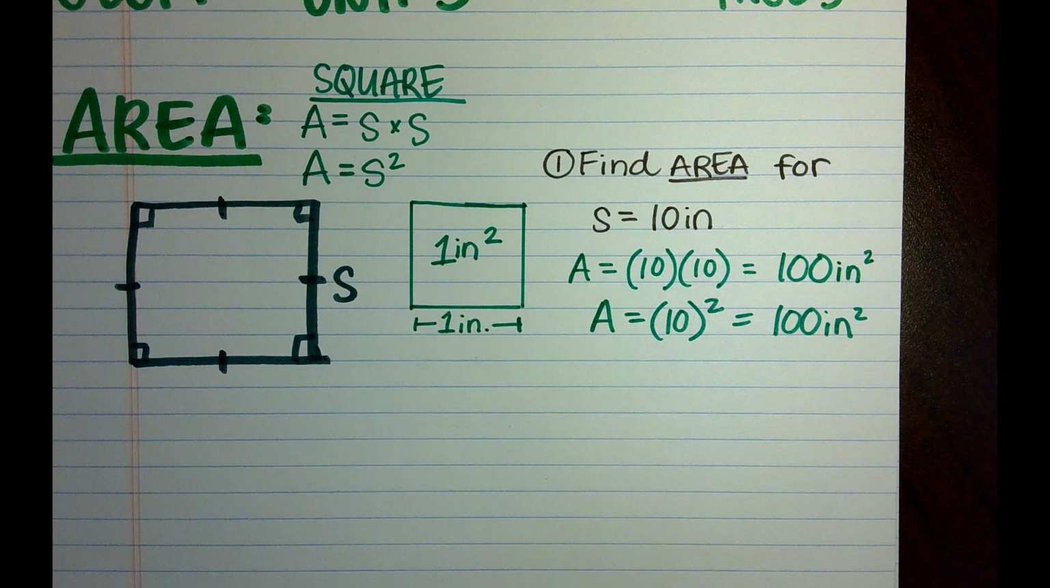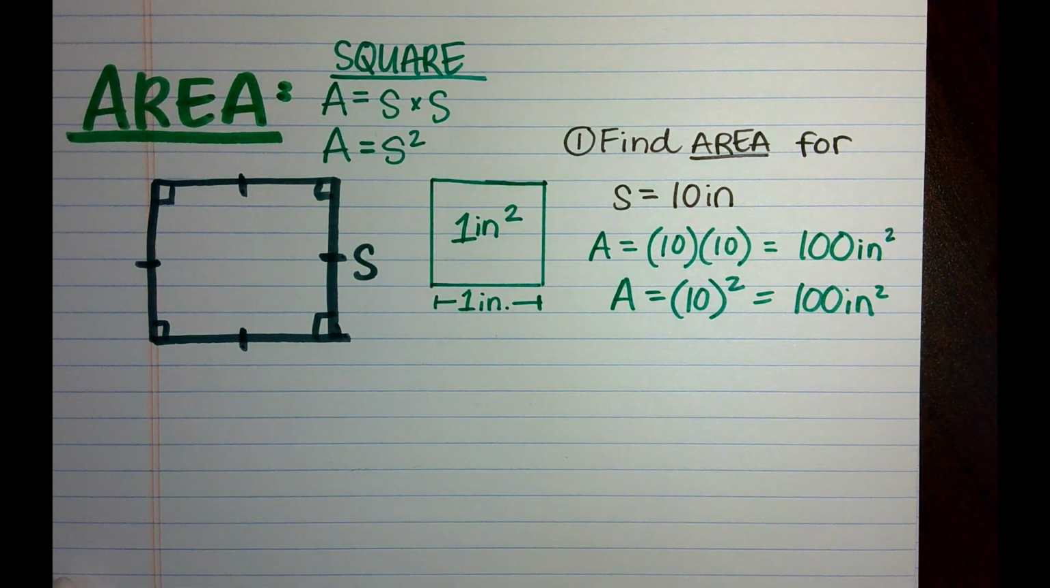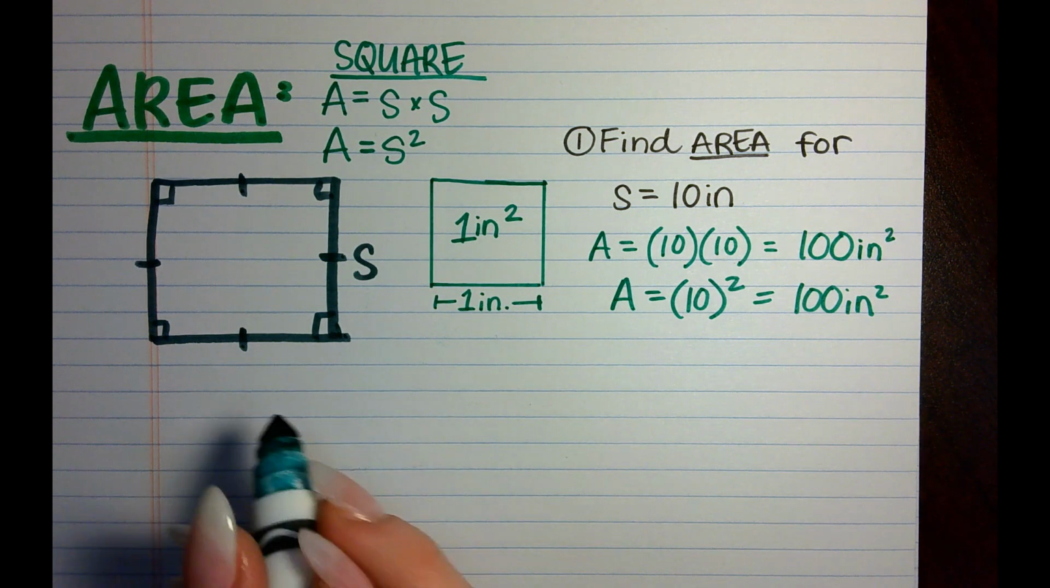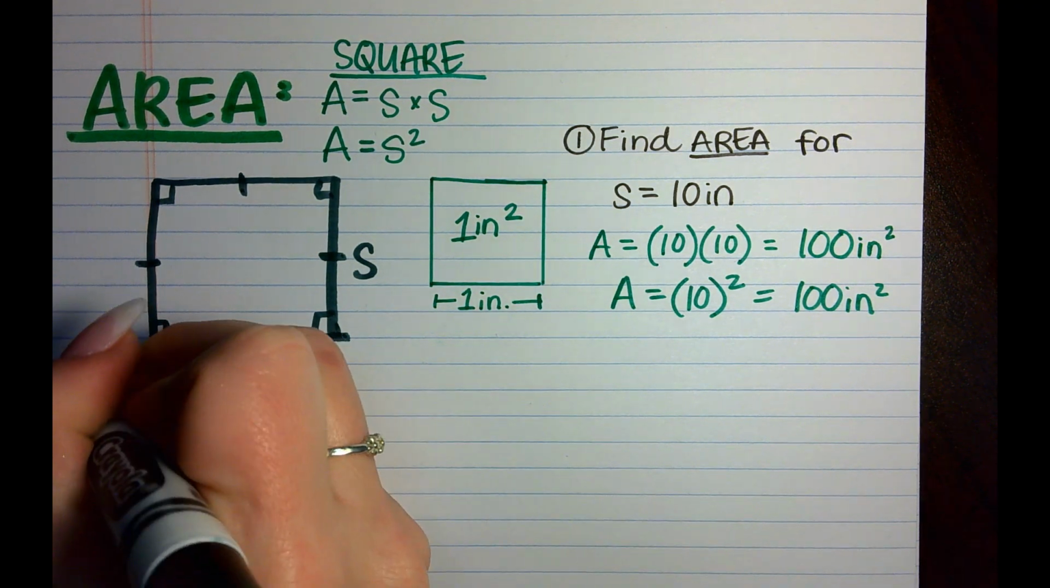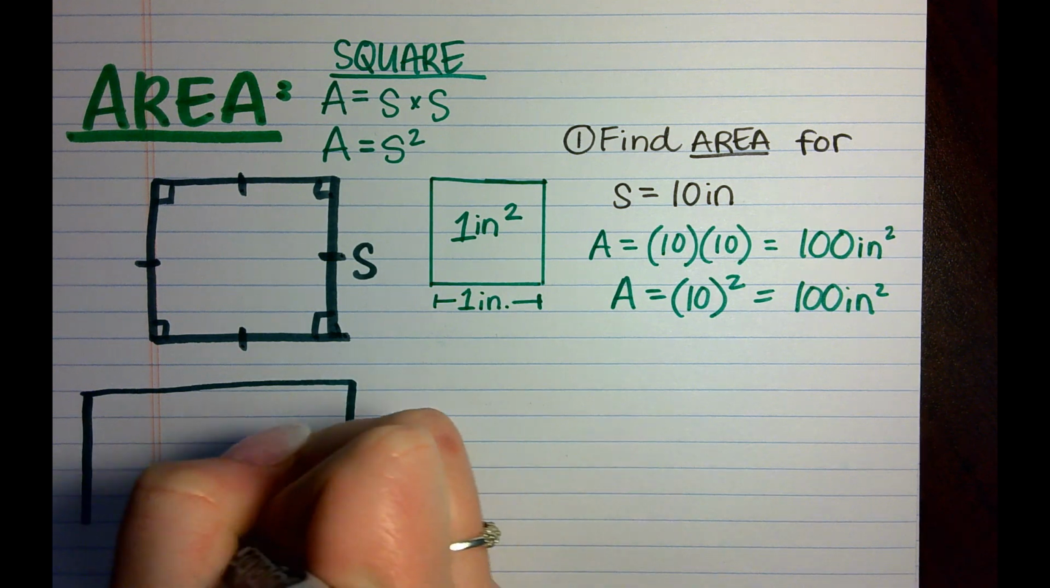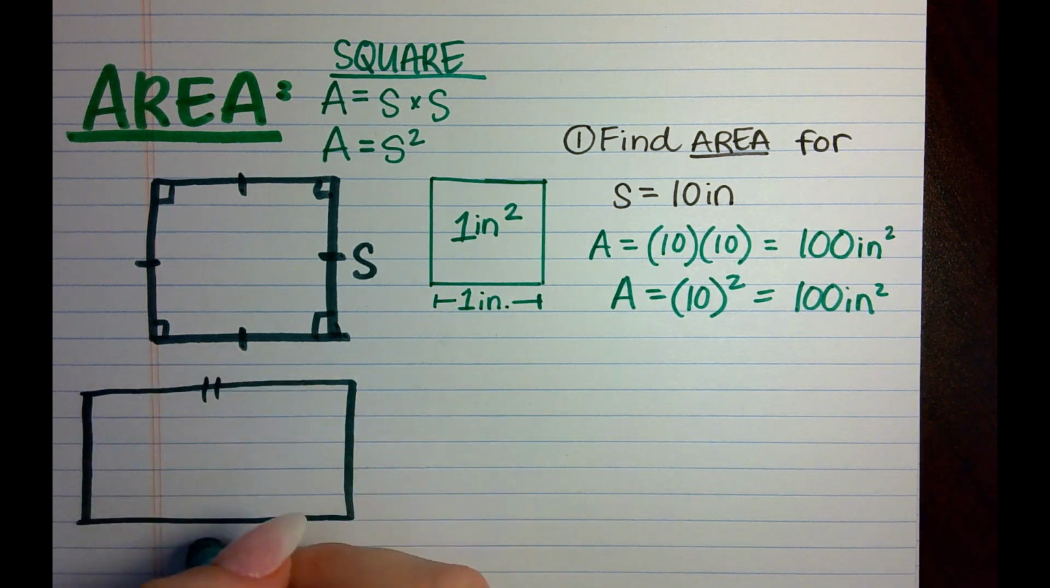Now for a rectangle, we don't have 4 sides that are the same length. So we can't just do side squared. We have 2 different measures. We have a length or a base and a height, whatever you decide to call it. So I'm just going to draw a rectangle. And this will be the last thing we talk about today, and then I'll let you leave.